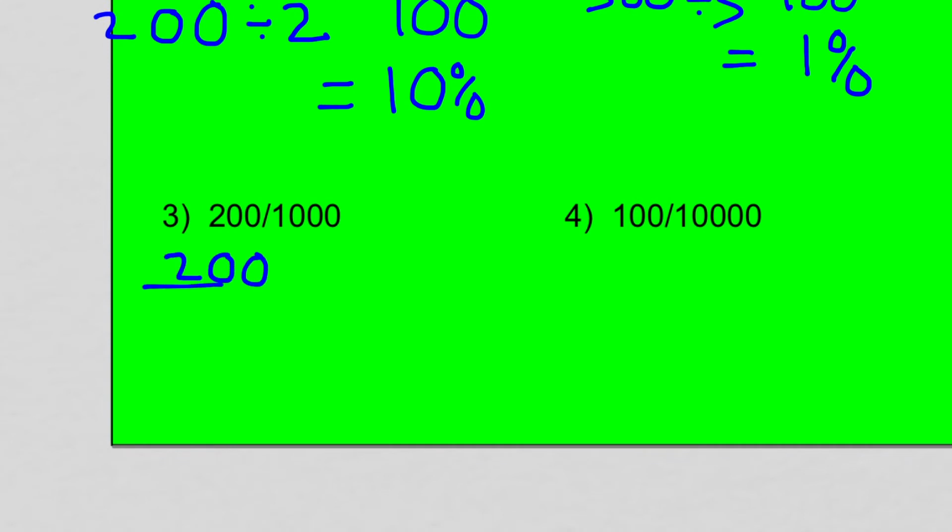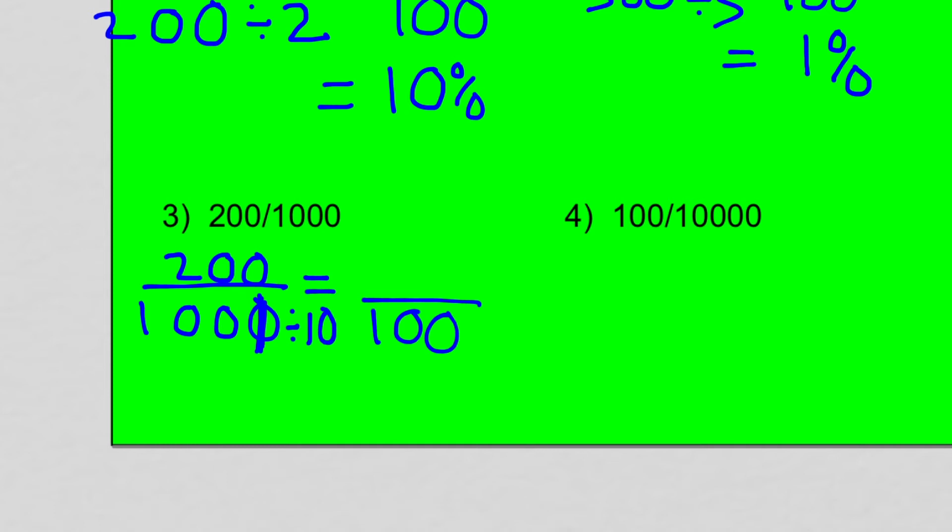This one is 200 out of 1,000. Well, if I want to make this a percent, what can I do to make this out of 100? Well, I could literally chop off a 0, right? And I would do that by dividing by 10. And if I divide the bottom by 10, I have to divide the top by 10. If I divide the top by 10, it's just like chopping off a 0. So this is going to be 20 out of 100. And once it's out of 100, that's 20%.